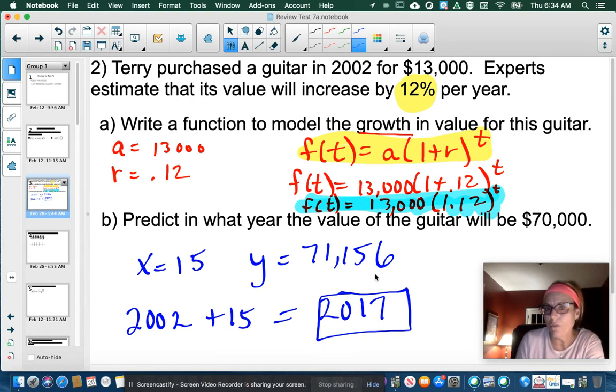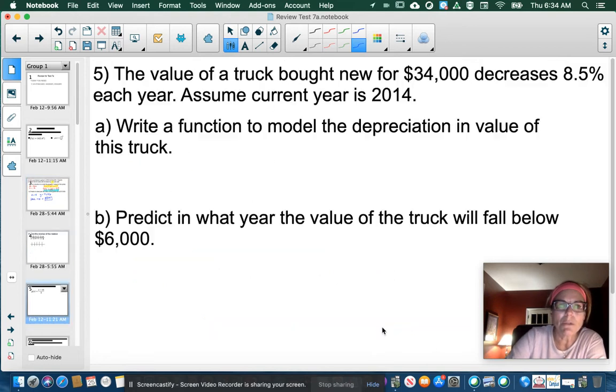Really, the true value will be 71,156. We're making a prediction. I'm not doing partial years here. So the first time was after 15 years. After 14 years, the value wasn't above. It was at 60 something thousand. All right, let's go to problem number 5.